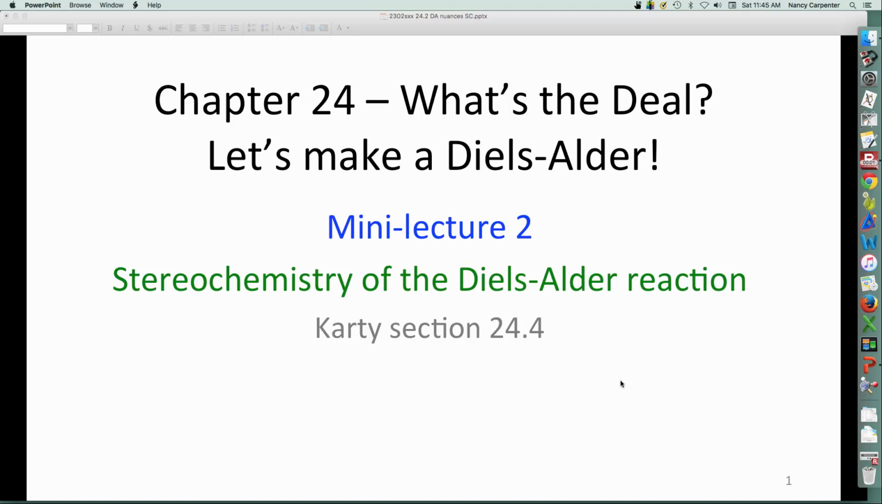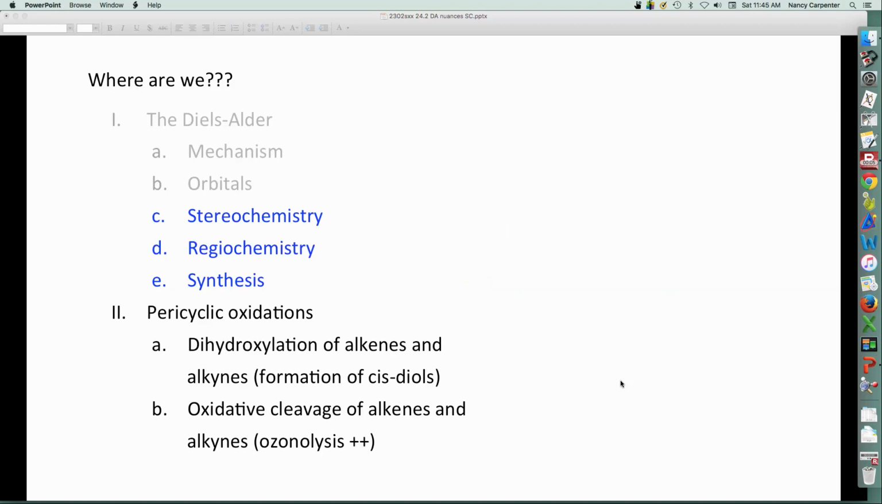Lecture 2 of Let's Make a Diels-Alder. Now it's going to start getting a little hairier because, of course, we're going to talk about stereochemistry. We'll save regiochemistry and synthesis for the next mini lecture.